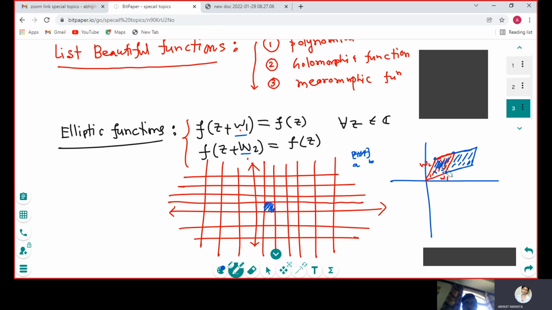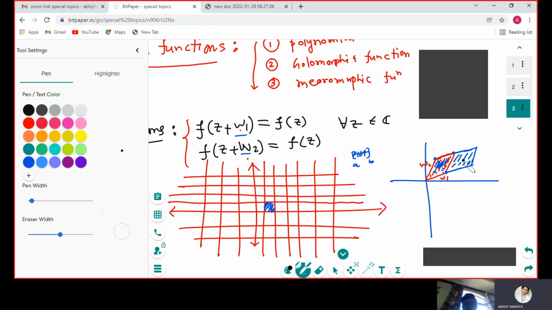Why? Because if you take some point here, you can pick a point z, then this point you can write as z plus w1, right? So if you take some point from here, then you can move to this point using this.